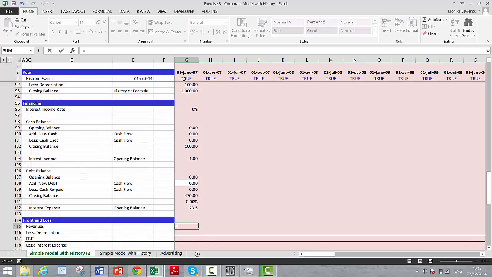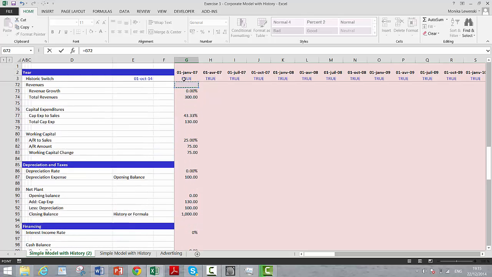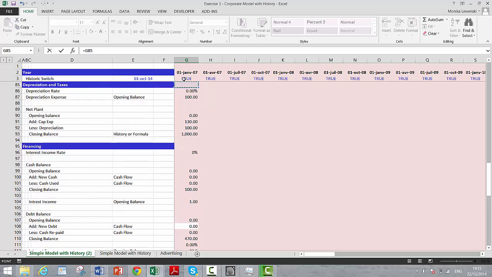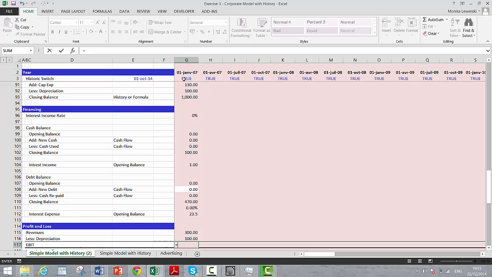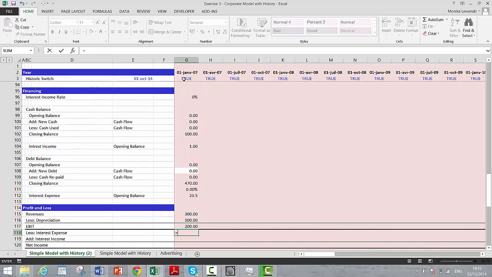And now we can just start filling things in. We have our revenues just from our revenue section. Then we get our depreciation from our depreciation section. We take the subtotal. And our interest expense is from here.